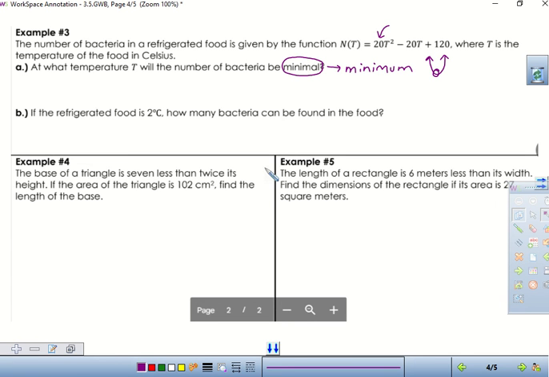The minimum and the maximum are always the vertex. You have one or the other, and it's the vertex. So in order to find the temperature where the bacteria will be minimum, we have to find the axis of symmetry. So when they talk about mins and maxes, that's the one you want to use. x equals positive 20 over 2 times 20. So that's when x is at 0.5. So when the temperature is at 0.5 degrees Celsius, that's when you have the least amount of bacteria.